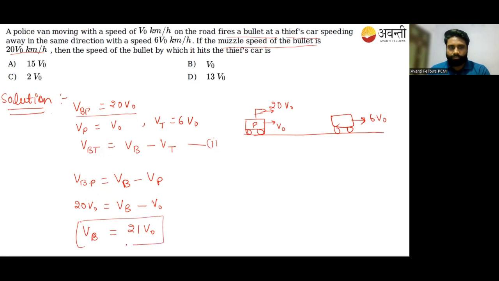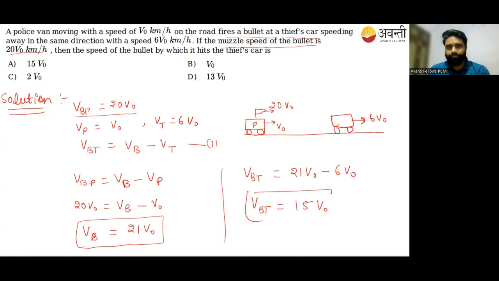So this is the velocity of bullet with respect to ground. Now put this value in equation number 1. So you will have velocity of bullet with respect to Thave is velocity of bullet, which is 21 times V naught, minus velocity of Thave, which is 6 V naught. So velocity of bullet with respect to Thave is 15 times V naught. So this is the final answer to this question. Option A is the correct option. Now move on to the next question.